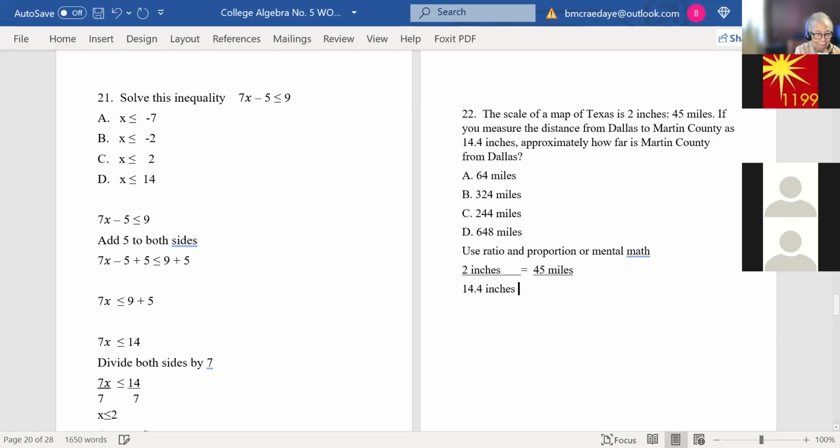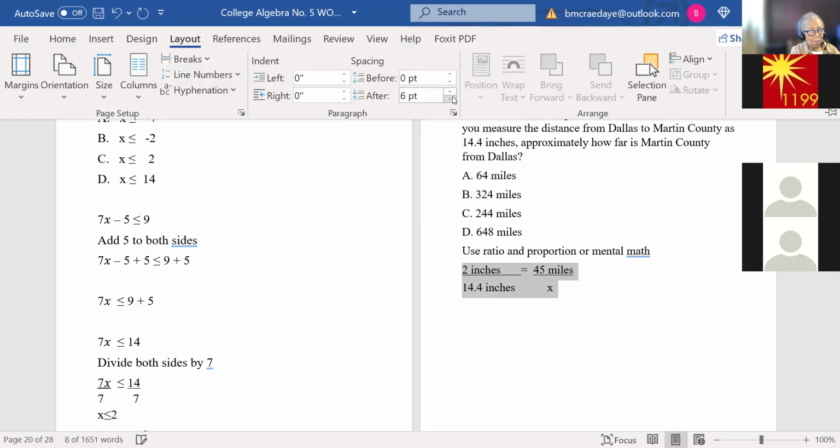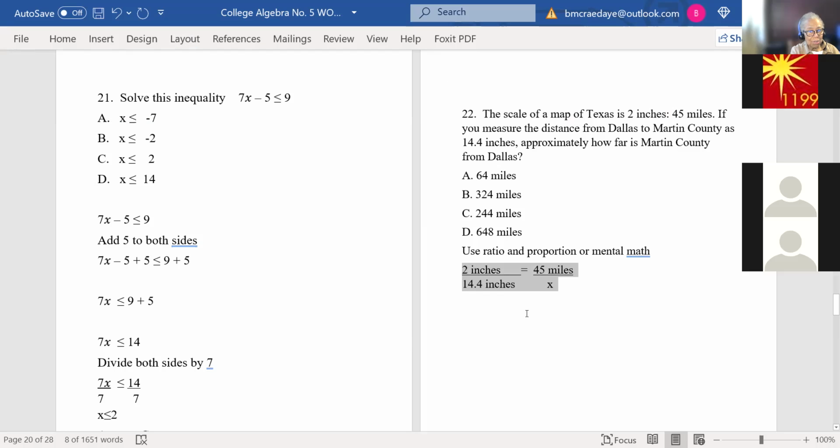Audrey? Okay, you following? Yeah, I'm following. Okay, so Latoya has set up the ratio. Do you agree with her ratio setup? Audrey, is that correct? 2 inches, 14.4 inches, 2 inches equivalent to 45 miles. What number of miles is equivalent to 14.4 inches? So what would you do next? Audrey, what would you do next? Cross multiply. Okay, good.